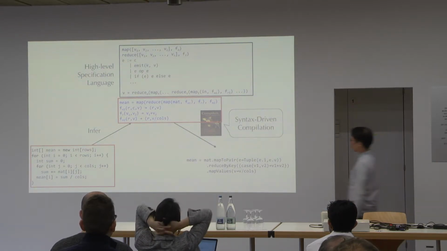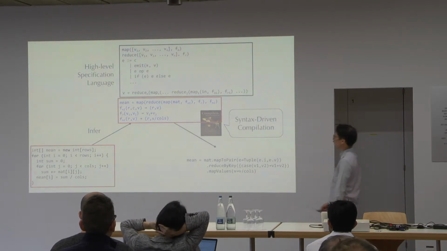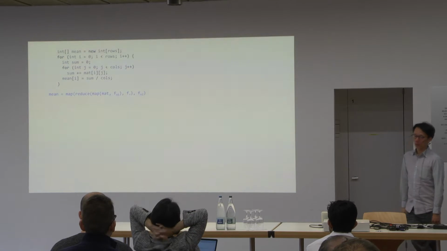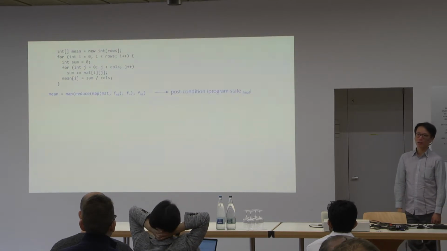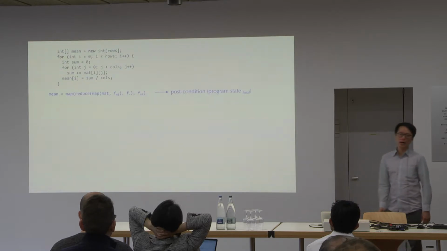For those of you who are in program verification, you might already spot the fact that this kind of DSL actually is something known as a postcondition. It is a logical statement that says what needs to be true if the loop actually terminates, right?